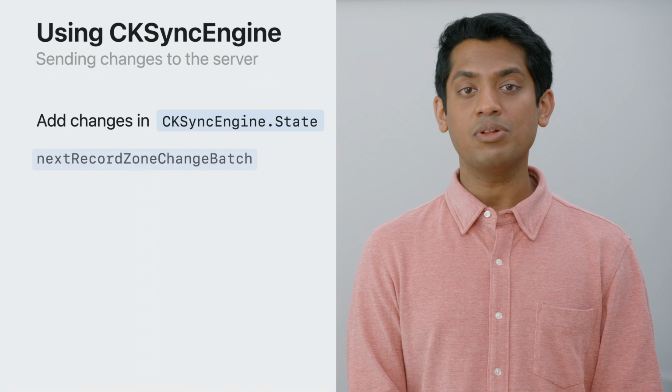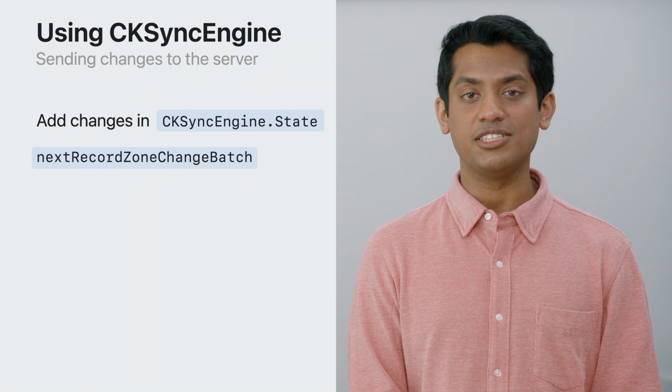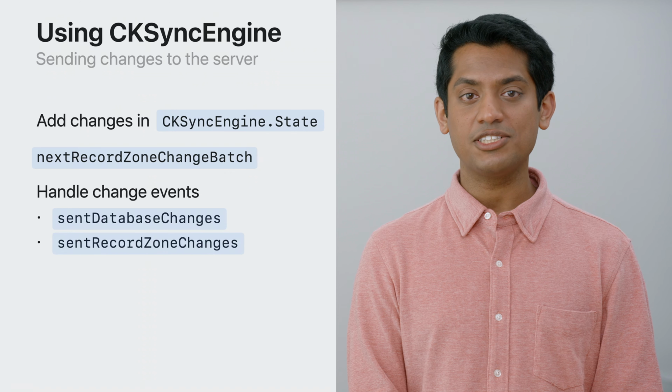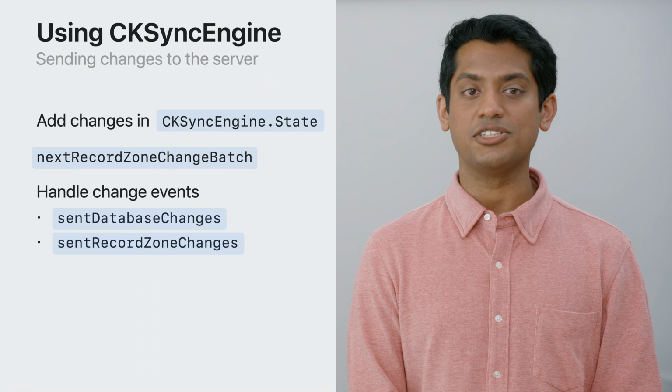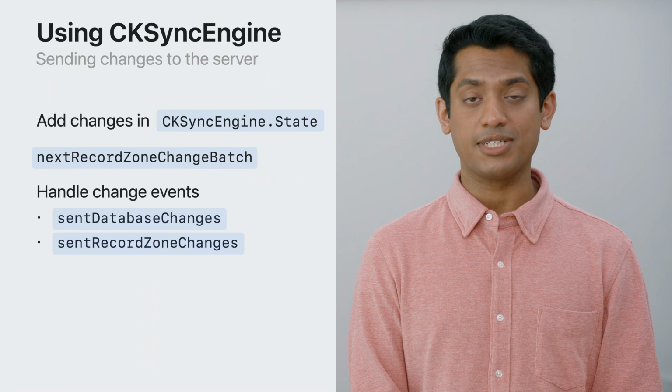Next, implement the delegate method nextRecordZoneChangeBatch. The Sync Engine will call this to get the next batch of record zone changes to send to the server. Lastly, handle the events sentDatabaseChanges and sentRecordZoneChanges. These events will post once changes are sent up to the server.